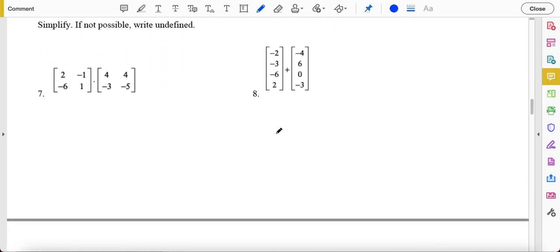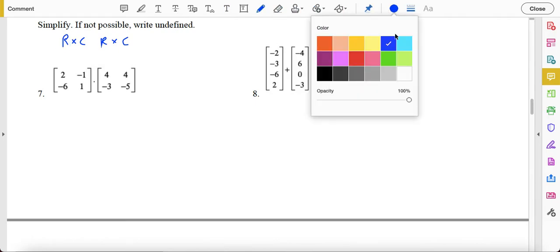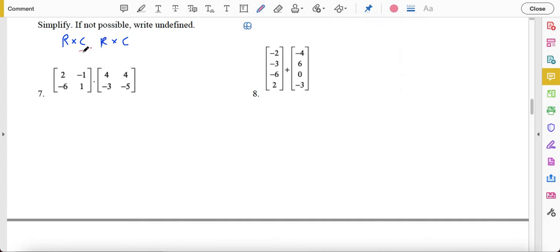All right. So we're simplifying. If it's not possible, we write undefined. So first of all, how do we determine if it's not possible? Well, for a multiplication problem we write the rows by columns for each one. And the numbers in the middle have to be the same for it to be possible. So let's write it down here.